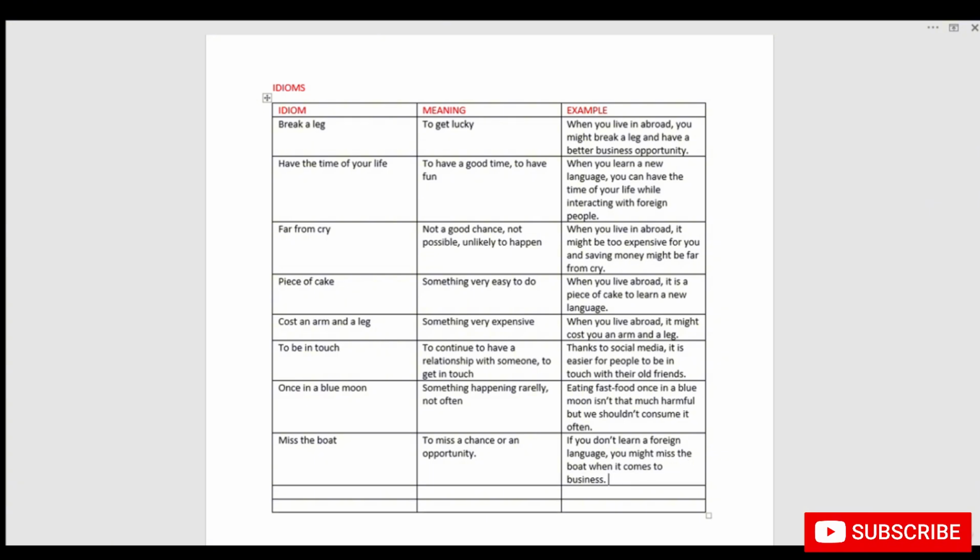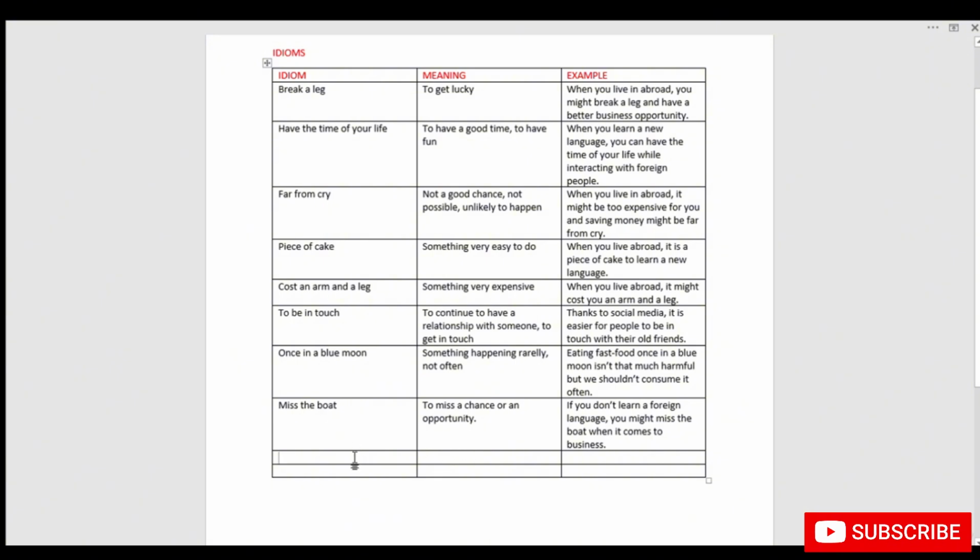What I'm trying to tell here is that if you don't know a foreign language, let's imagine that you are writing an opinion essay about it, and you can say, if you don't know a foreign language, you may not be able to take opportunities, you might miss some opportunities if you don't know a new foreign language.